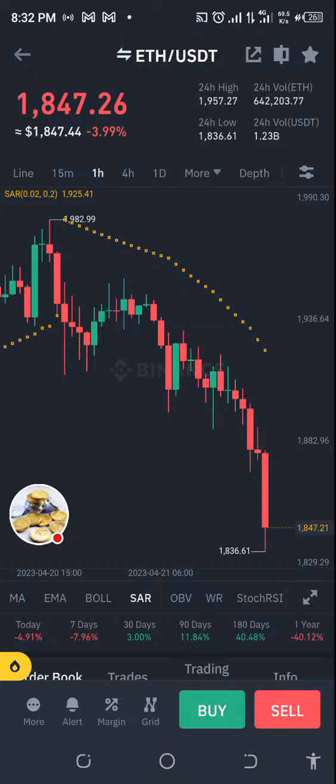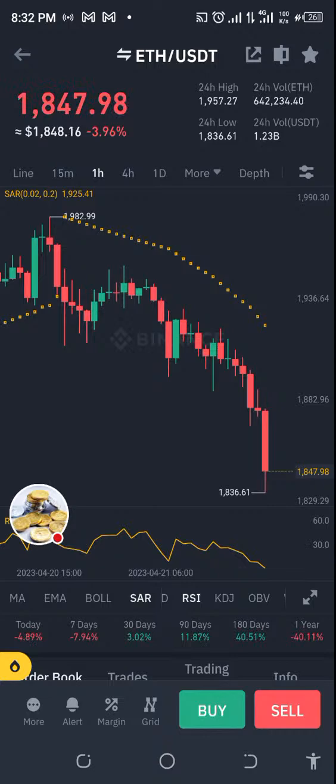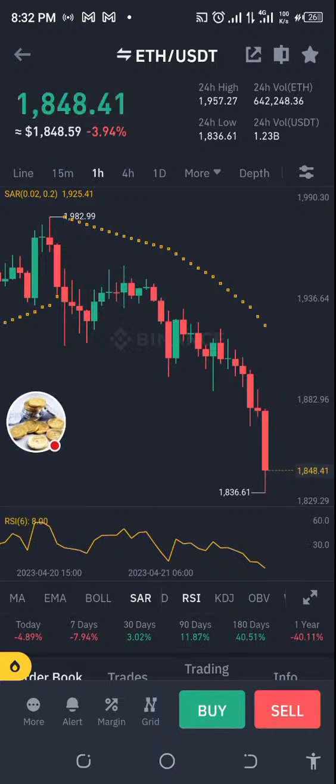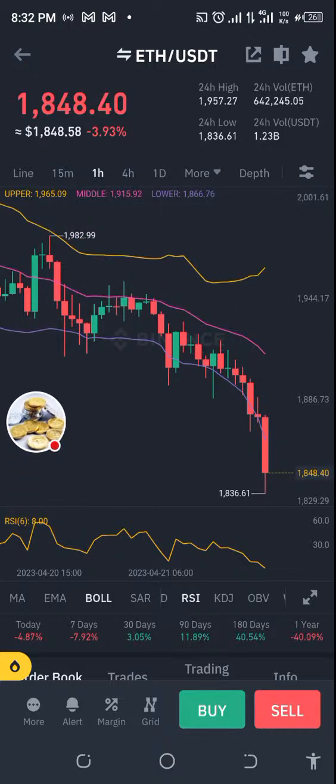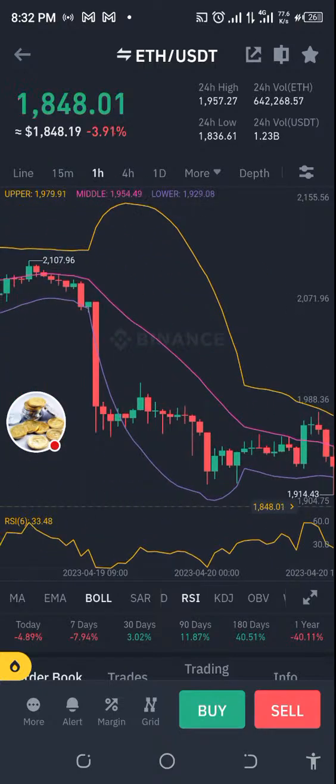This is the parabolic SAR, and this is the relative strength index. Let me show you what it looks like. This is the relative strength index at the base. So I'm just going to take them one after the other and show you. Now look at this. Now what are the Bollinger Bands?